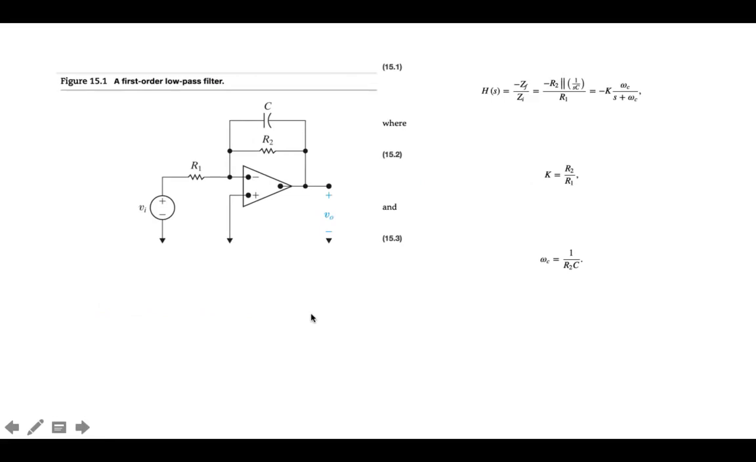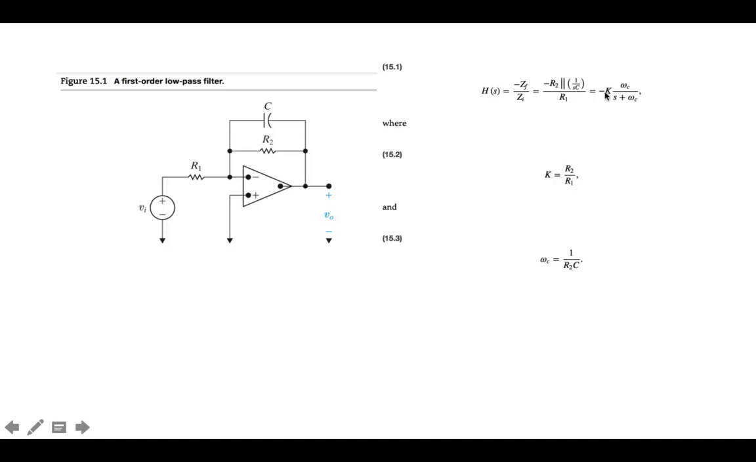So if we want to construct a low-pass filter using this kind of circuit, we basically put a parallel combination of resistor and capacitor in the feedback branch, and then we put an input resistor into the inverting input on the amplifier. So using our relationship for the transfer function, that H of S is minus Z feedback over Z input, we take in the feedback impedance the parallel combination of R2 and 1 over SC, and the input impedance would be R1.